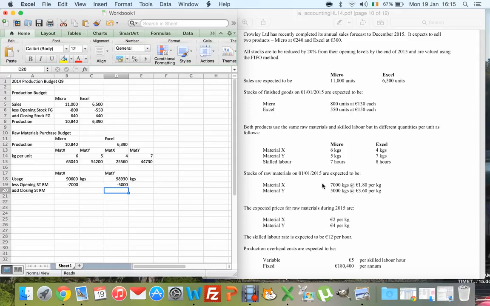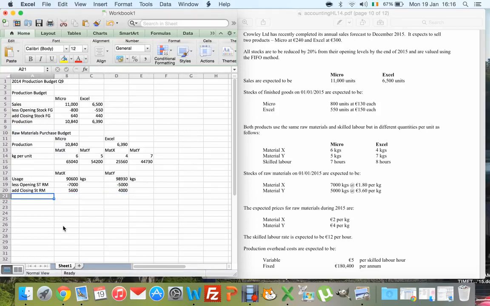But what happens to my closing stock? All stocks, that means finished goods and raw materials, can be reduced by 20%. So 20% of 7,000 is 1,400. So 5,600 is my closing stock. 20% of 5,000 is 1,000, so 4,000 is my closing stock.